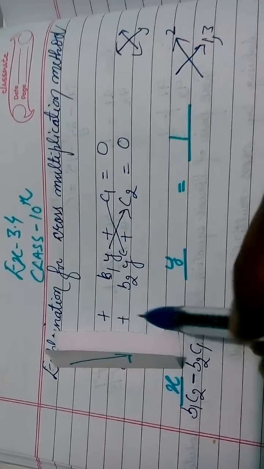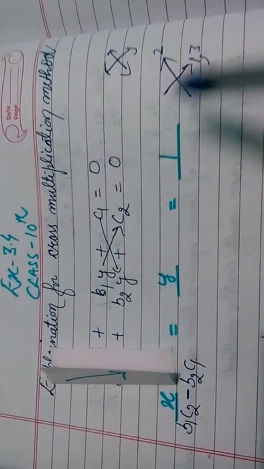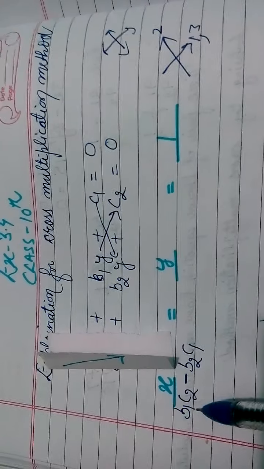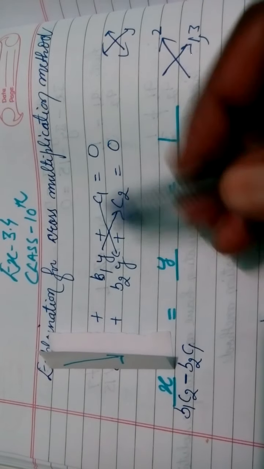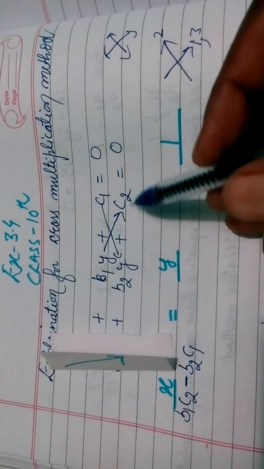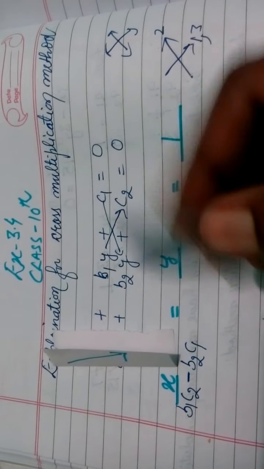If we are talking about x, then forget the x. First and third you have to multiply this way. So b1 into c2 minus b2 into c1. You are crossing and multiplying, so the coefficients are being multiplied in a crossing manner.